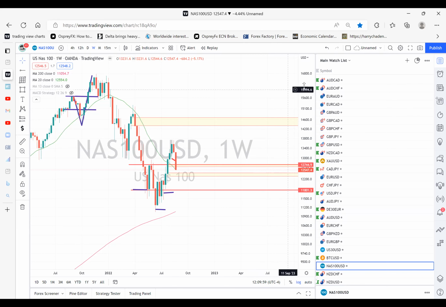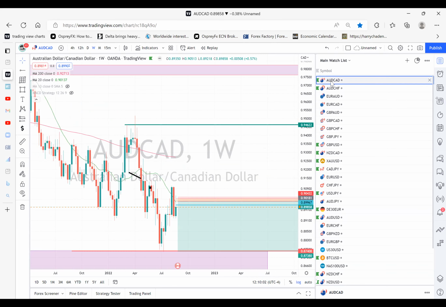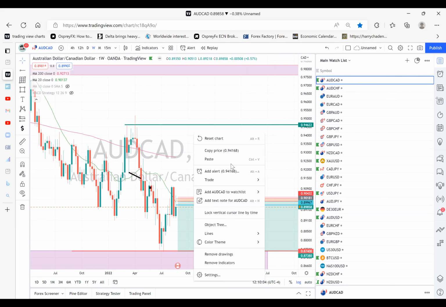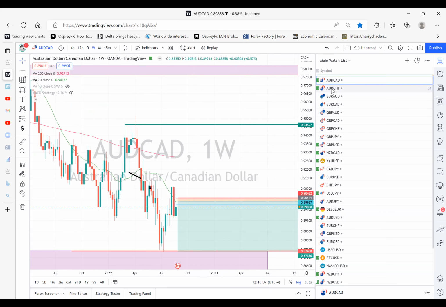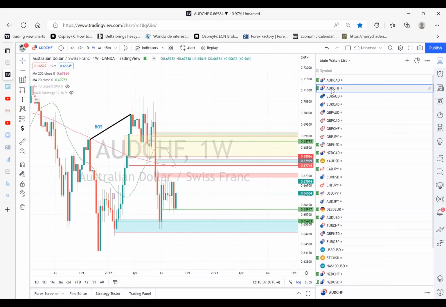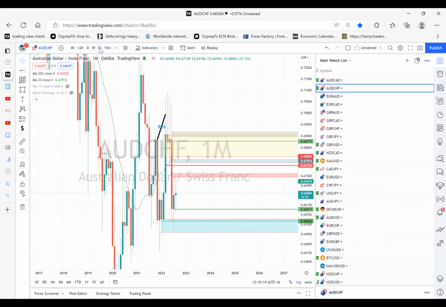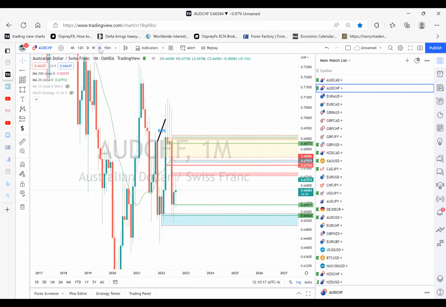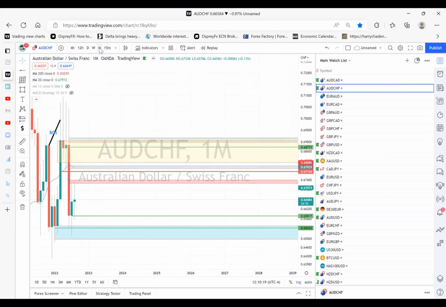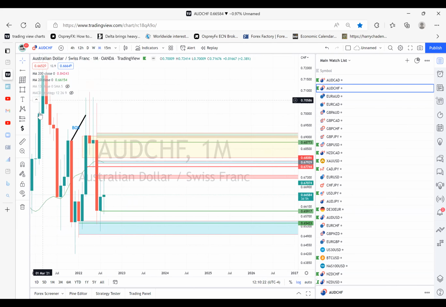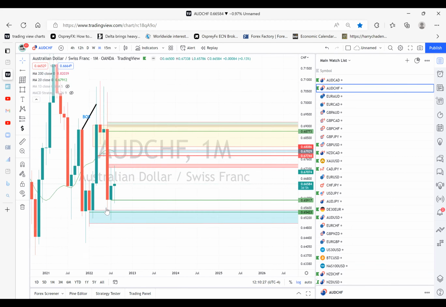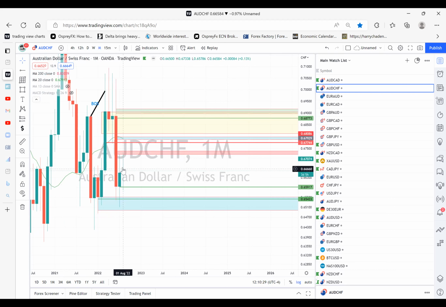All righty. So I think we talked about AUD CAD. AUD CHF. Remember the monthly close is coming. This area was imbalanced. It was mitigated. I really would have liked to see this thing pushed down. I'm still not going to trade this pair, I think.